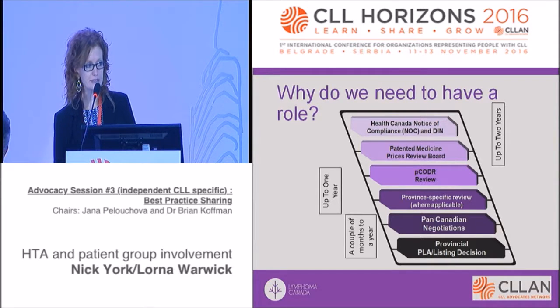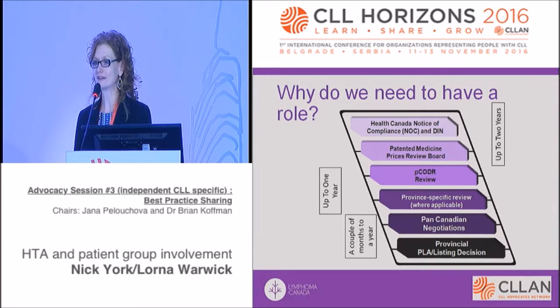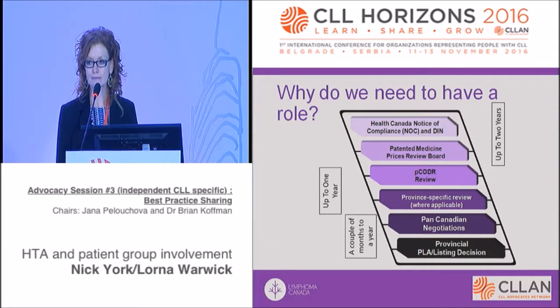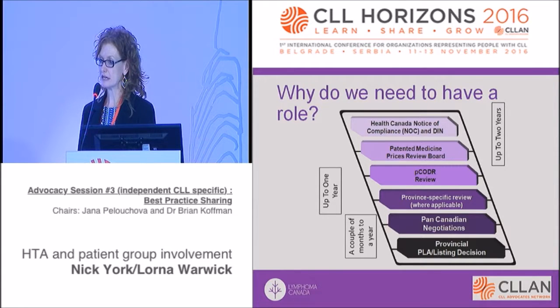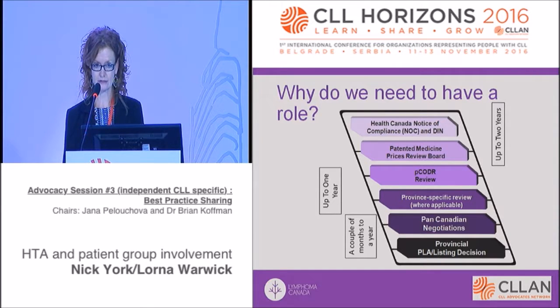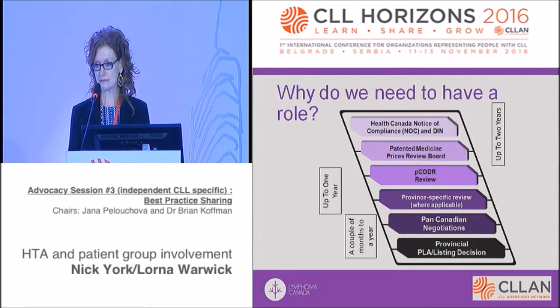But then it goes through a process called pCODR, which is the Pan-Canadian Oncology Drug Review. It's government, so they like lots of acronyms. What happens with the pCODR review is they look at three different components of data that's submitted. They look again at the clinical evidence, so they look at whether the drug is effective, but they also look at patient submissions. So they look at information that comes from groups like ours, where we present the patient perspective. They also consider the economic input of the drug. So they're looking at those three different inputs, and then they make a recommendation.